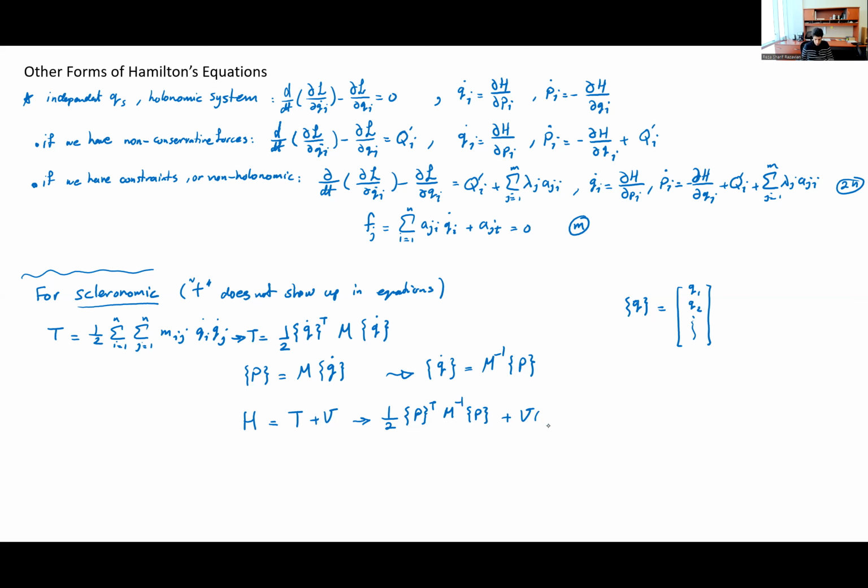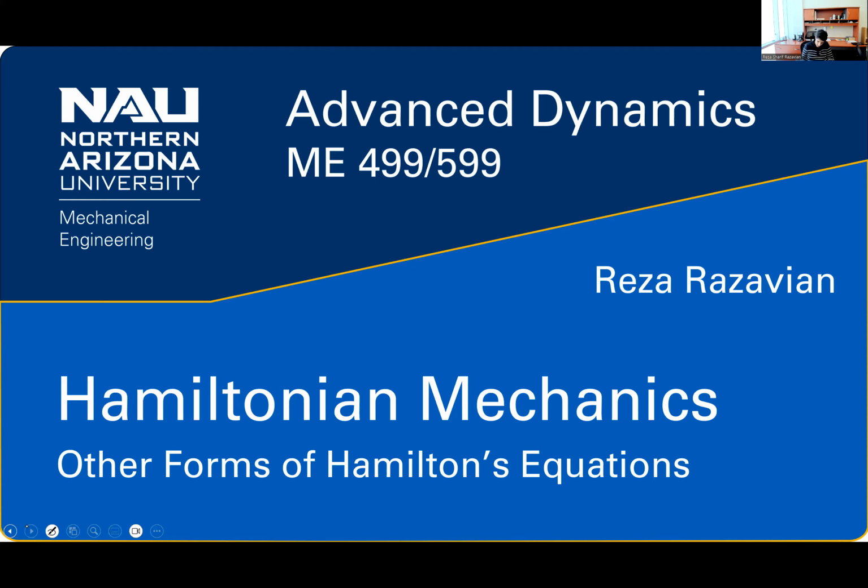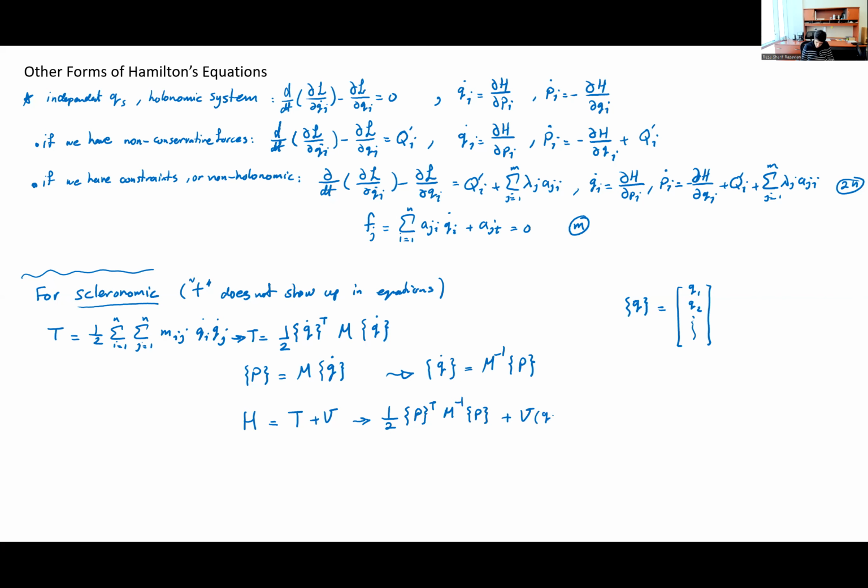So this is a very easy way to find the Hamiltonian for scleronomic systems, meaning those that do not have explicit changes with time. All you need to do is find the mass matrix. There are different ways you can do that, and you can write the Hamiltonian fairly fast using these matrix multiplications. All right, that was all I have for now.